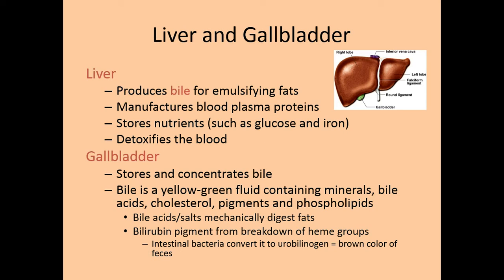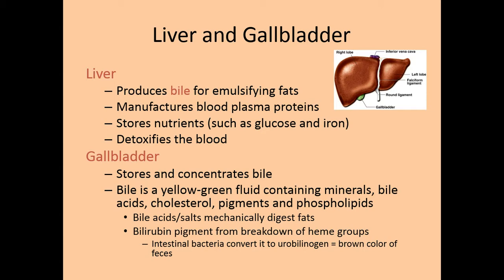Bile is a fluid that is yellowish green due to the chemical breakdown of the heme part of hemoglobin. You also find in bile acids, cholesterol, and a variety of pigments and phospholipids. The bile acids or salts are the ones that actually do the emulsification of fats. And the pigment, the primary pigment in bile, is bilirubin, which again is from the breakdown of the heme in hemoglobin.